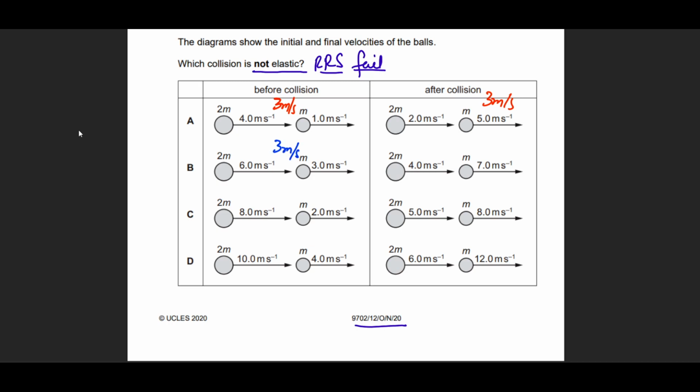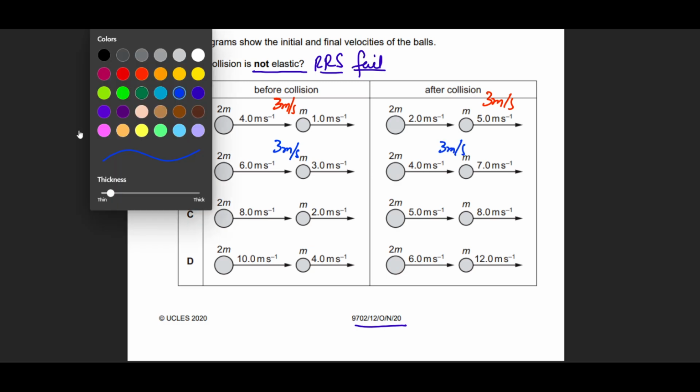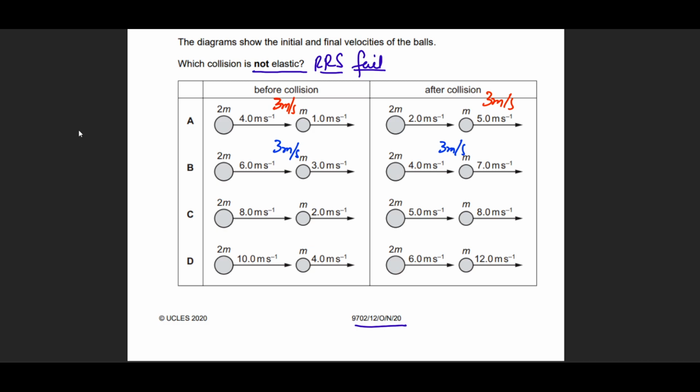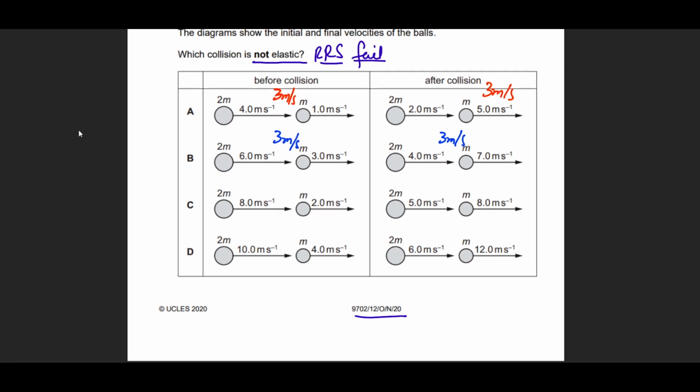For option B, again moving in the same direction, this will be 3 meters per second. And 7 minus 4, again same direction, this will again be 3 meters per second. So a relative speed of approach is equal to relative speed of separation. This is an elastic case.